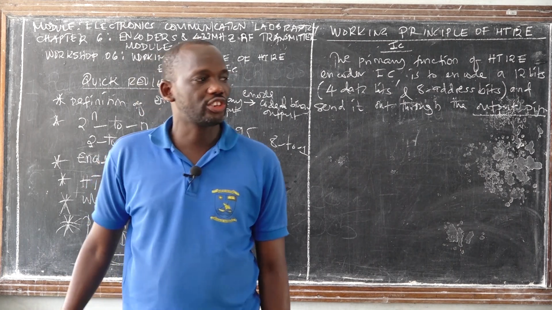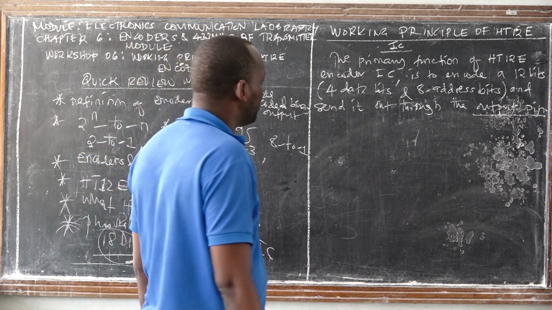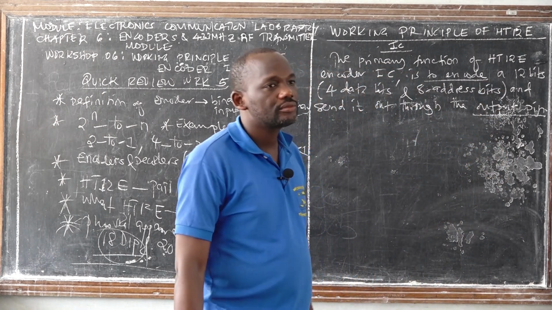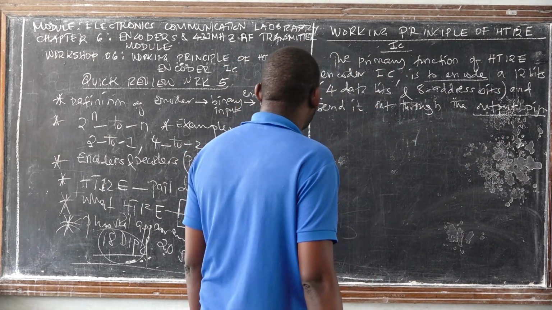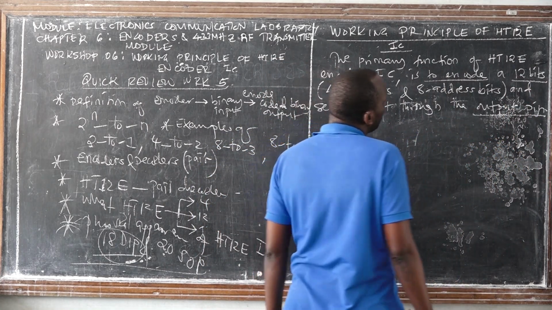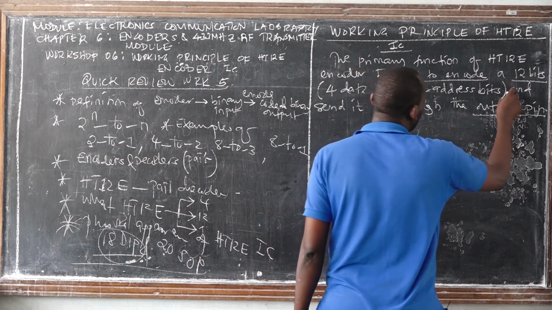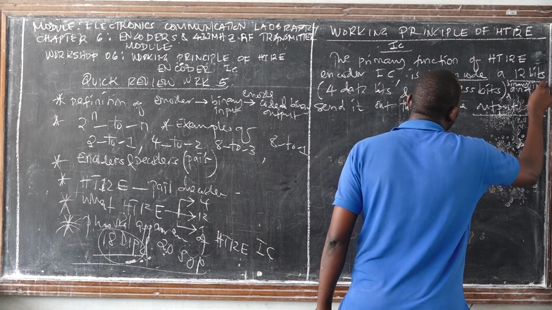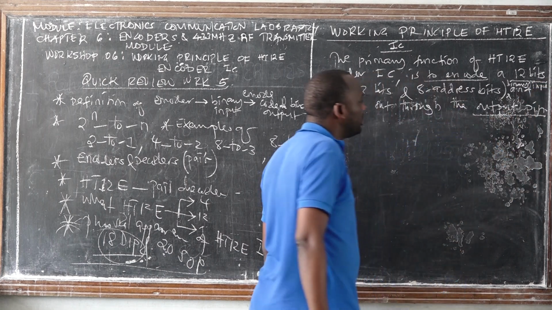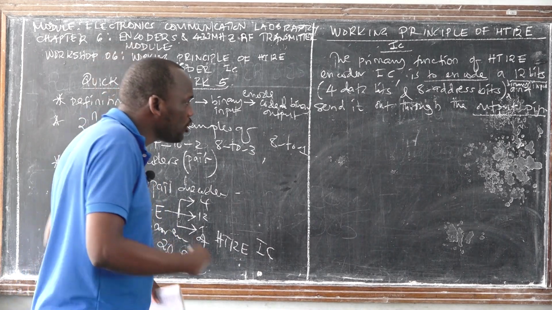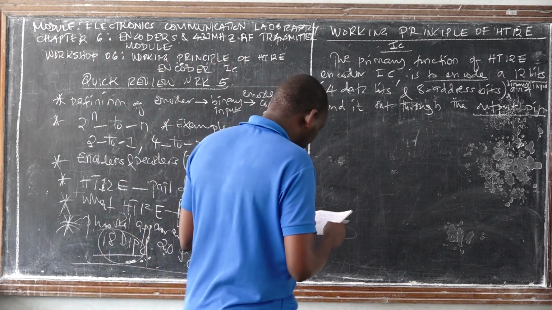So this is the primary function: it is just to encode. Say, to encode. To encode what? To encode a 12-bit binary input, and send the outputs through the output pin.